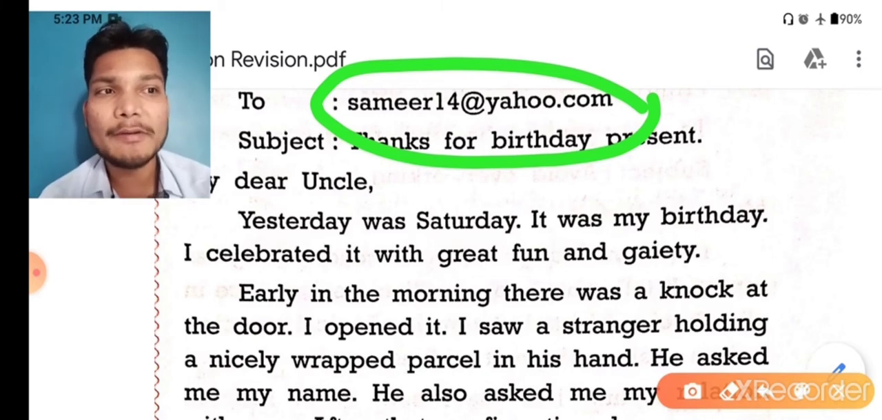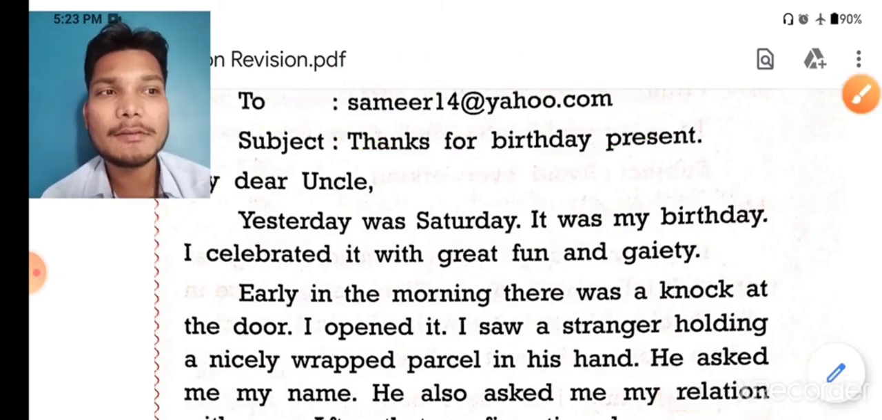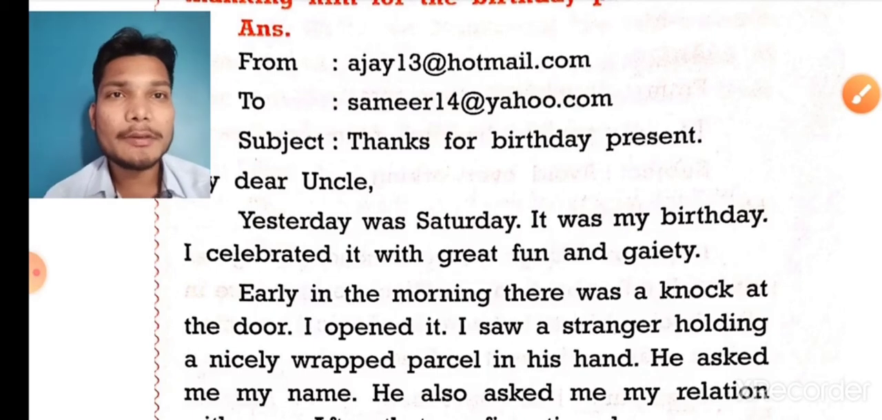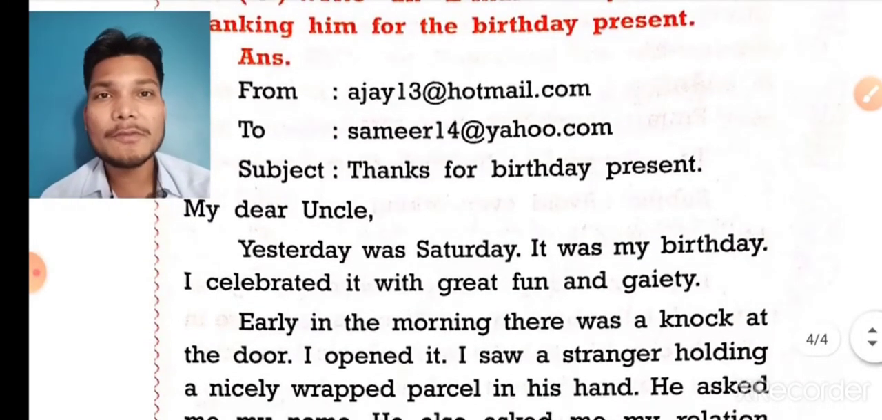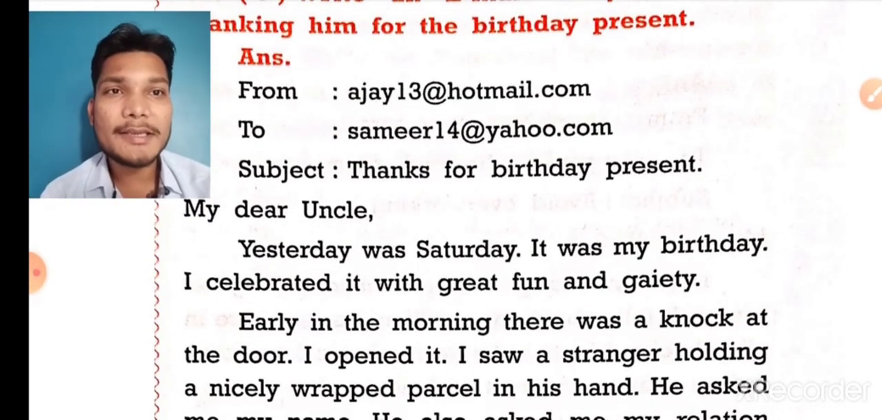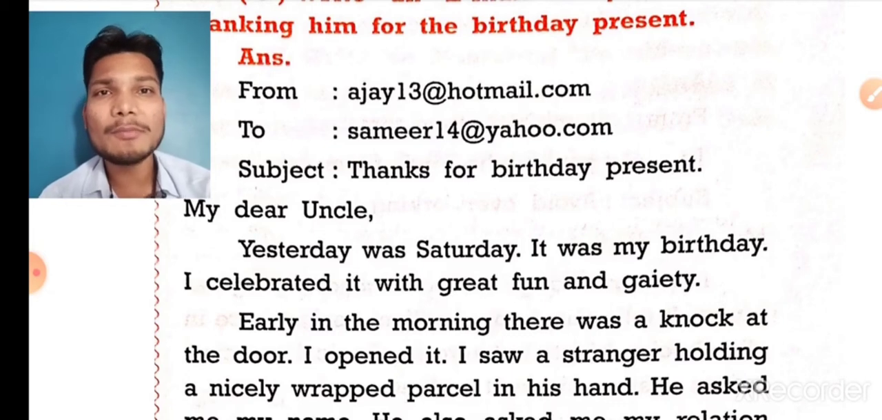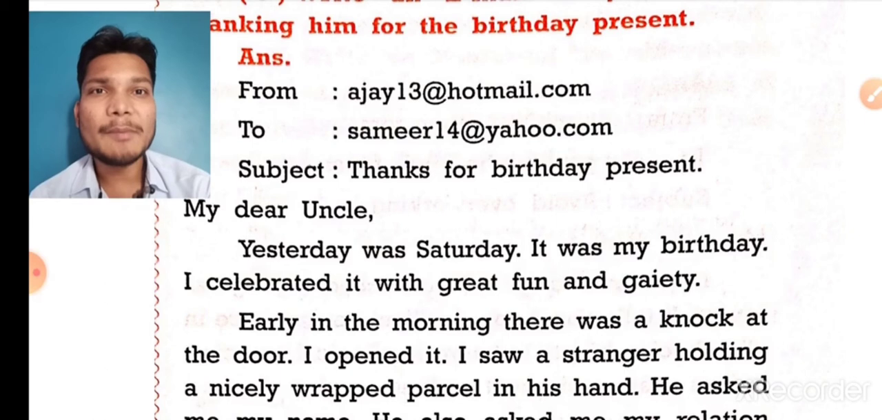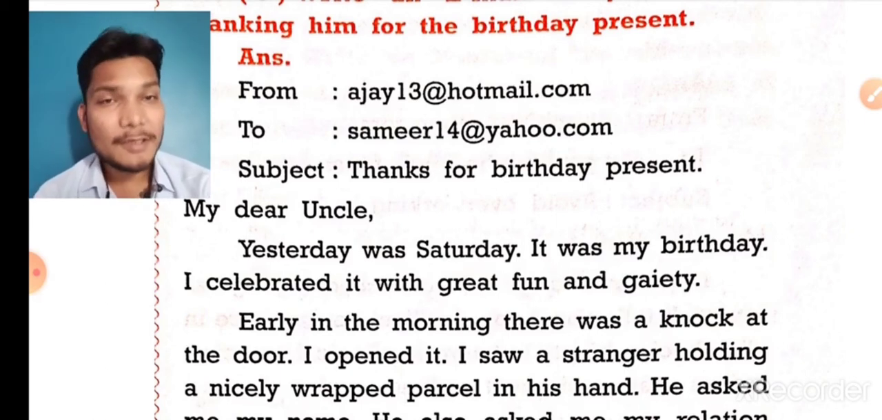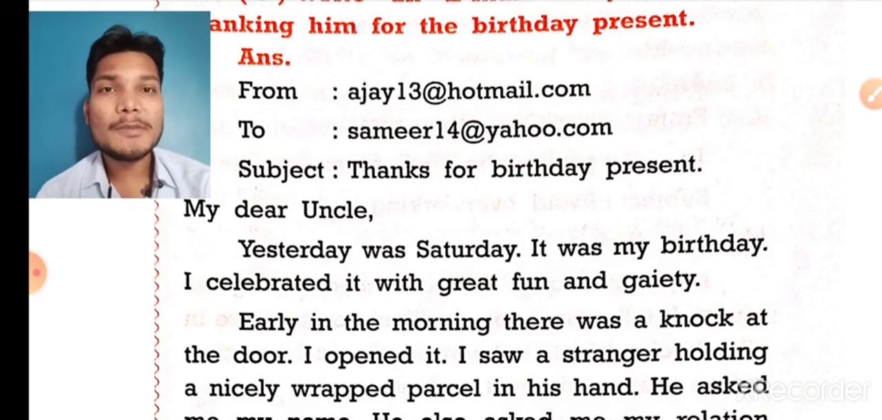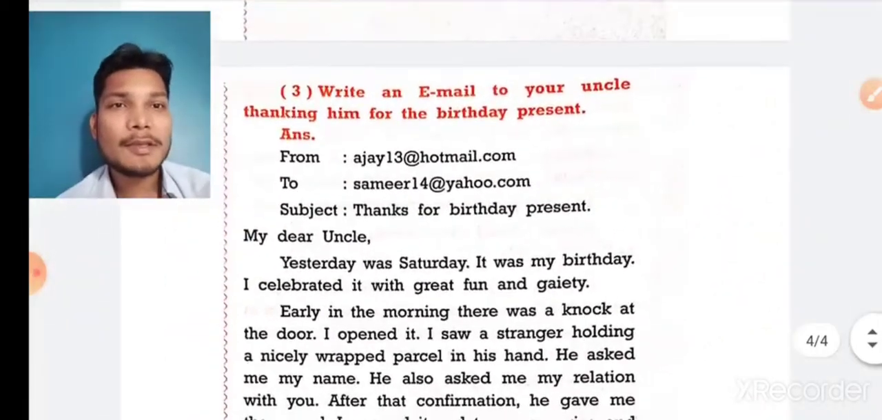Now let us move ahead with our discussion. Good. So here you can see from. First of all you have to write the from: Ajay13@hotmail.com. You can write gmail.com, yahoo.com, okay. There are many, microsoft.com, that is also there. To, it means to whom you are sending: samir14@yahoo.com.